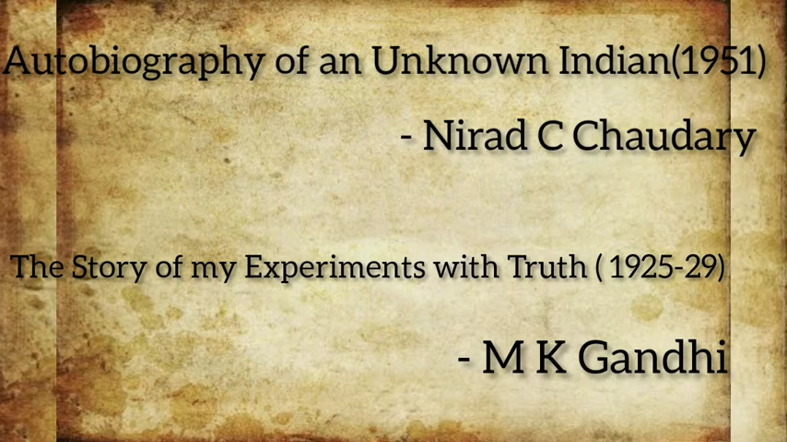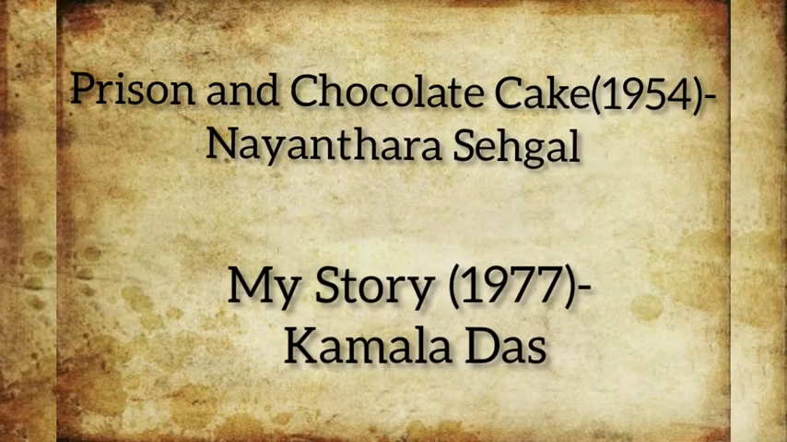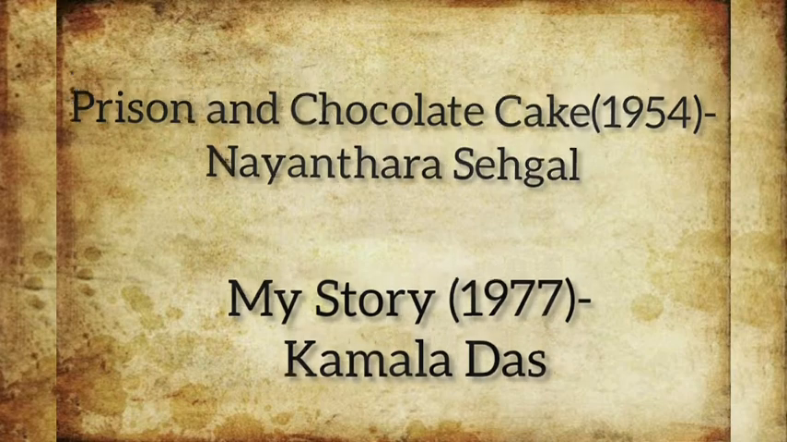Autobiography of an Unknown Indian is the autobiography of Nirad C. Chowdhury, published in 1951. The Story of My Experiments with Truth is the autobiography of M.K. Gandhi, published in weekly installments in his journal Navjeevan from 1925 to 1929. Prison and Chocolate Cake is the autobiography of Nayantara Sehgal, published in 1954. My Story is the autobiography of Kamala Das, published originally in Malayalam as Ente Katha in 1973. It was later reworked in English in 1977.